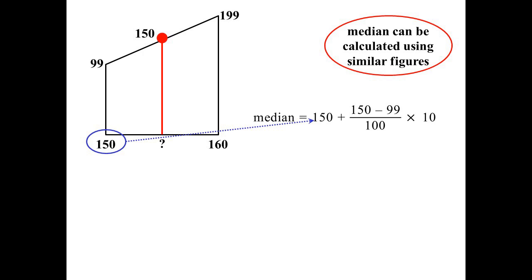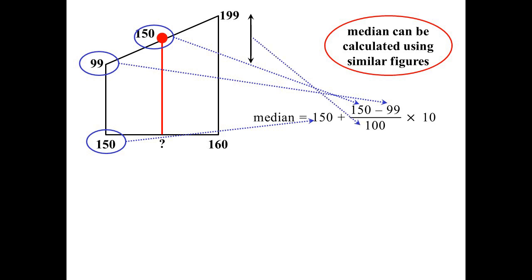Now our fraction is going to be for our vertical heights. And we're saying we're going from 99 to 150 vertically. So 150 minus 99. On the bottom of the fraction, we're saying, well, how high did we go all up? And all up, we've gone from 99 to 199. So that's 100. But then we multiply it by 10 because that's the width. And so that should work out our median for us. And we end up at 155.1. So it's very close to the middle, but not exactly the middle.